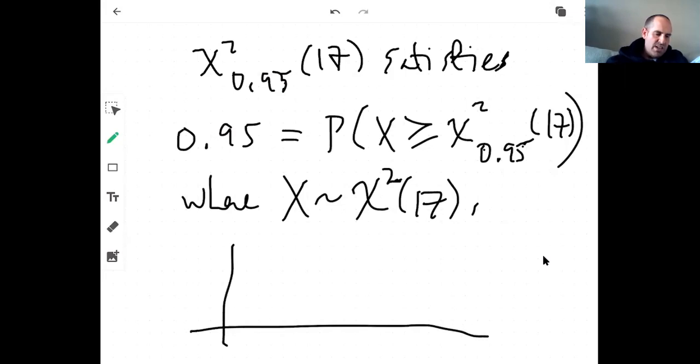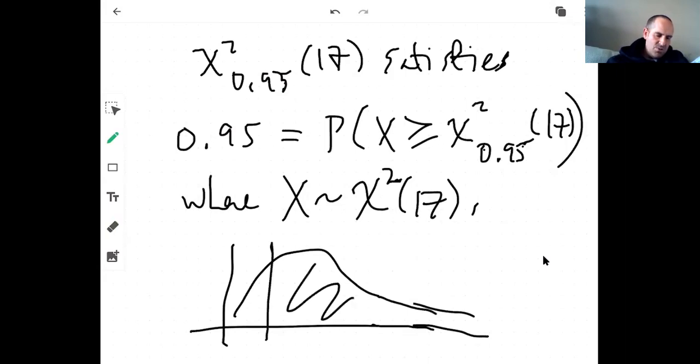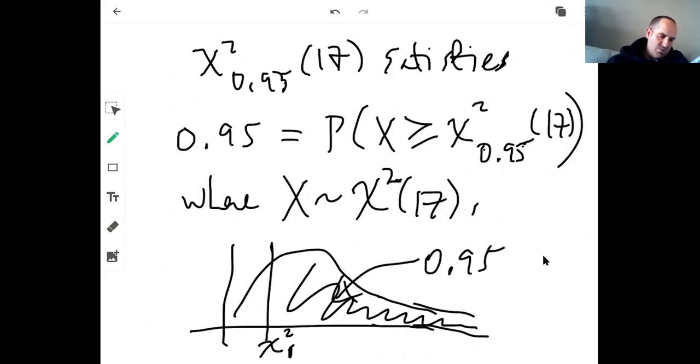Once again, we have this chi-squared distribution. Let me erase that. So 95%, of course, means that this stuff right here would be 0.95, and this point right here would be chi-squared 0.95 of 17. That's what we're looking for. We want the percentage beyond this point to be 95%. So how in the world would we find that?